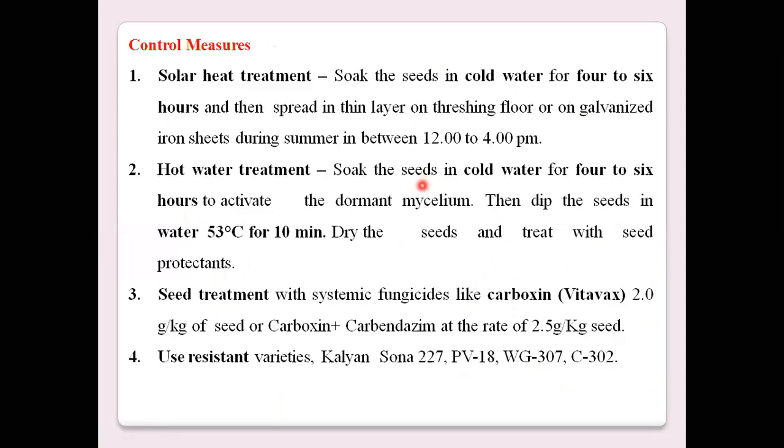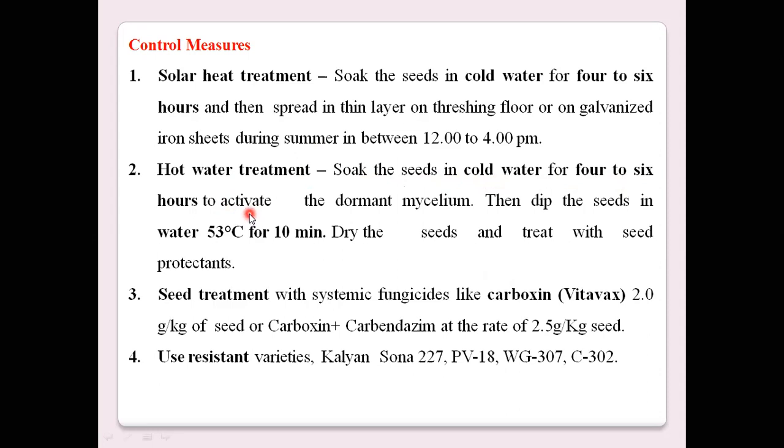Then control measures for this loose smut disease. First, use healthy or disease-free seeds for planting purposes, because primary infection takes place through the infected seeds sown in the fields. So before the actual sowing, these seeds are generally given hot water treatment, means take the seed and dip it in cold water for 4 to 6 hours.